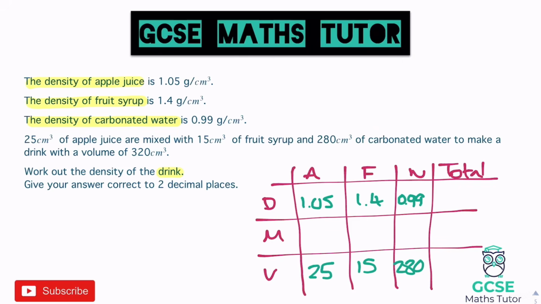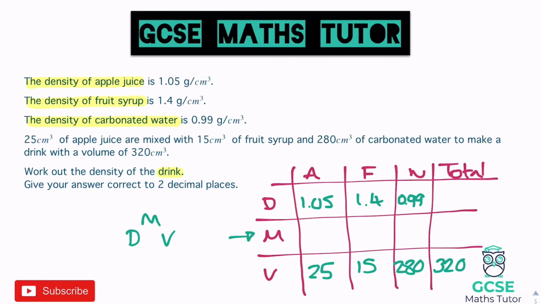And it does actually give us the total. Look, it says it makes a total of 320, so we don't even have to add them all together. There we are, so 320 is our total. And then it wants the density of the drink. So thinking about this very quickly, density, mass, volume, we're working out the masses, which is density times volume.